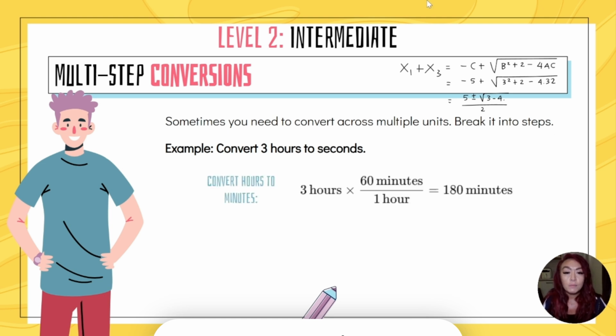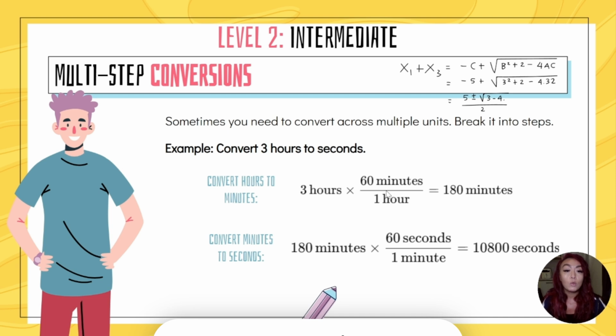To convert hours to minutes, we'll do 3 hours times 60 minutes per hour equals 180 minutes. So we know that 3 hours is 180 minutes. Now we'll take 180 minutes and convert it into seconds by doing 180 minutes times 60 seconds per minute equals 10,800 seconds. Again, if this was an SAT problem, they would give you, even though it may seem obvious, that there's 60 minutes in an hour and 60 seconds in a minute.